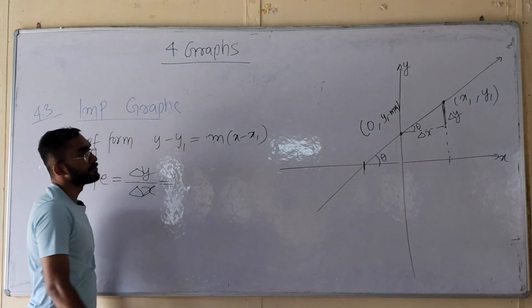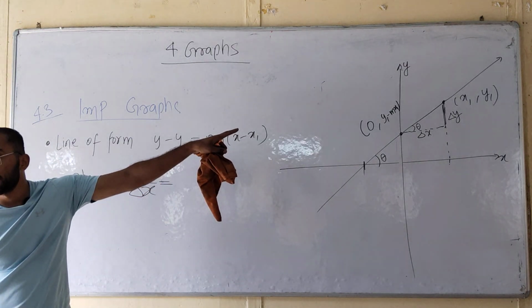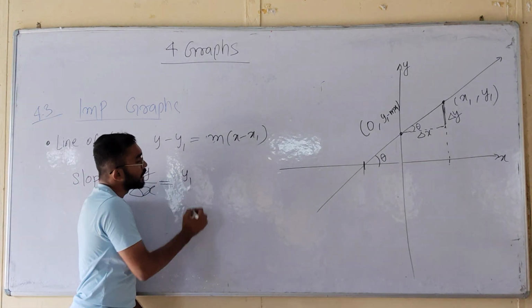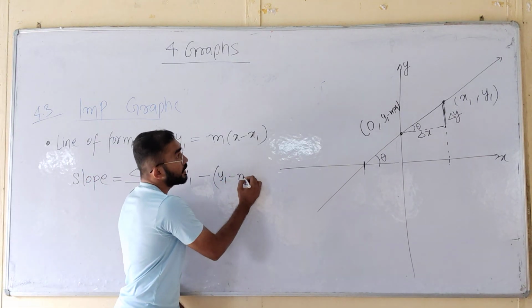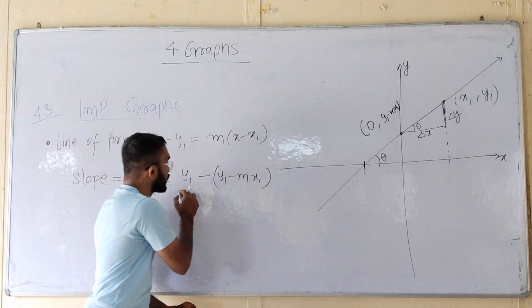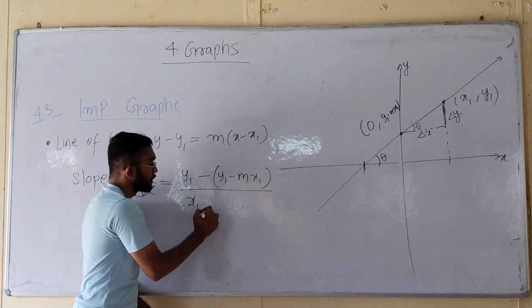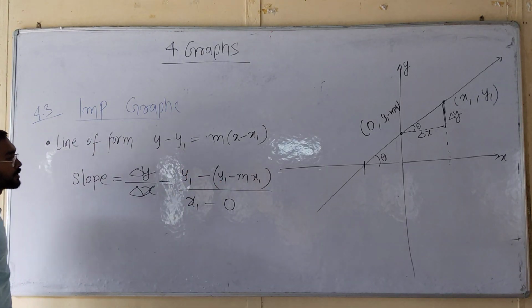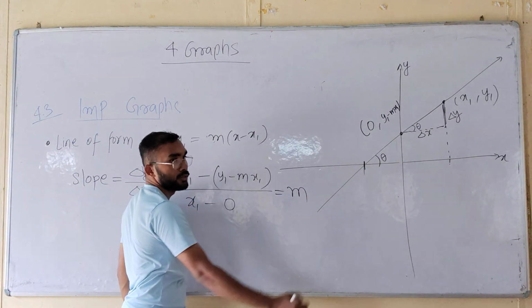Okay, let us start. Final value of y is what? Final value is how much? y1 minus initial value is how much? y1 minus mx1. So you carefully put the negative sign here, divided by final value of x1 minus initial value, which is 0, and compute this. कितना आएगा आंसर? Exactly equal to m.